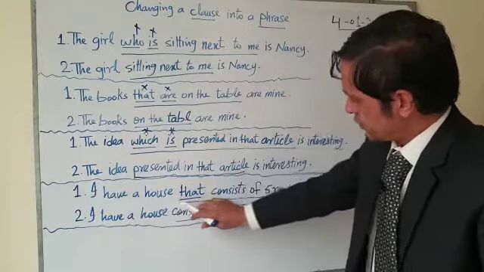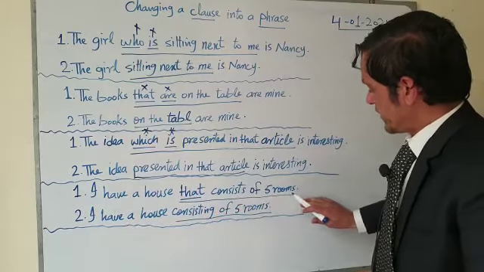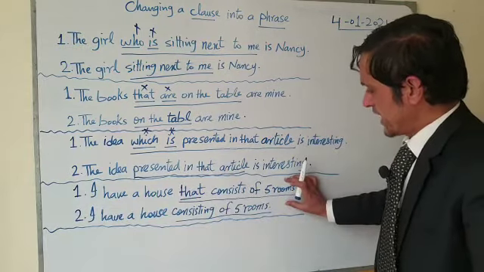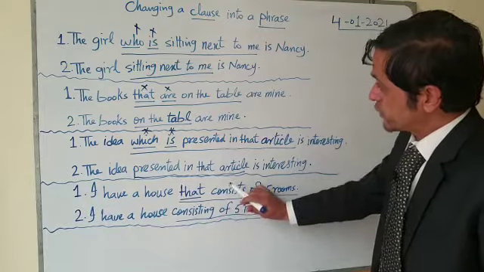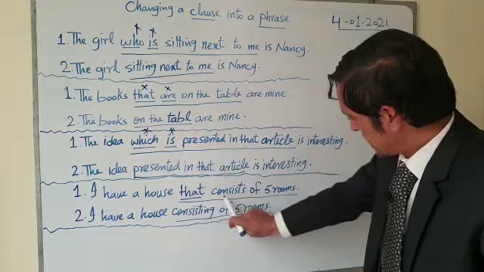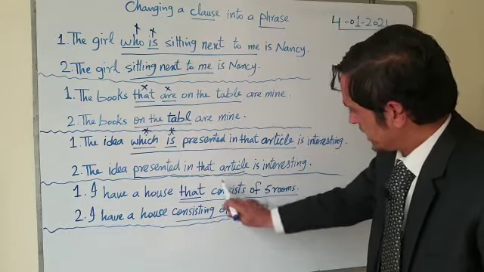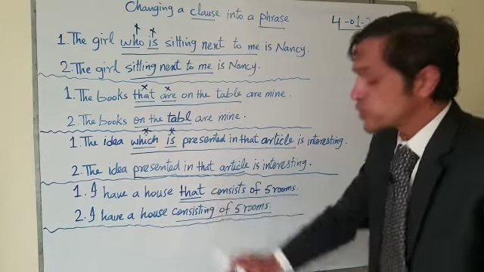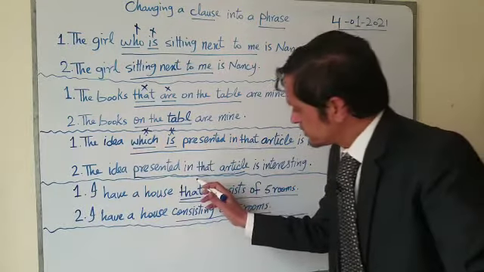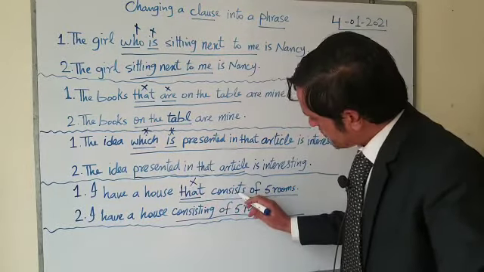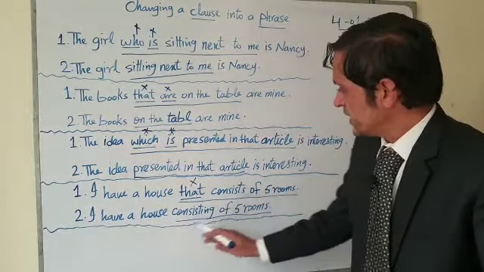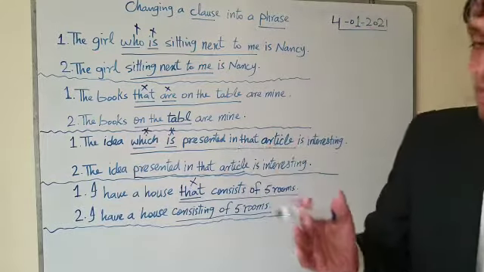I have a house that consists of 5 rooms. Here, "that consists of 5 rooms" is an adjective clause, and we don't have a to be verb here. We don't have is, are, am, but directly a verb, "that consists". So how will we change it? The way is a little bit different. You will remove the subject, and the verb will be changed to the present participle form, or the ing form of the verb. So it will be changed from a clause into a phrase.